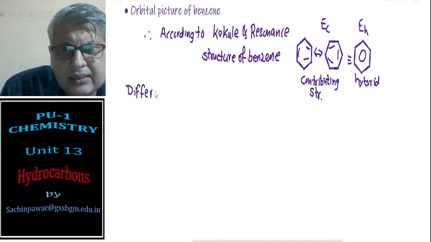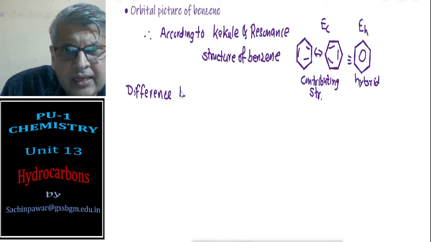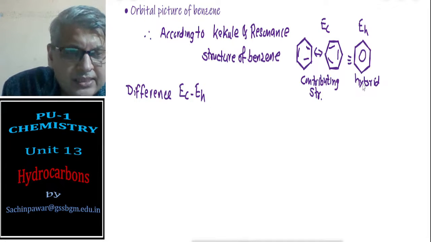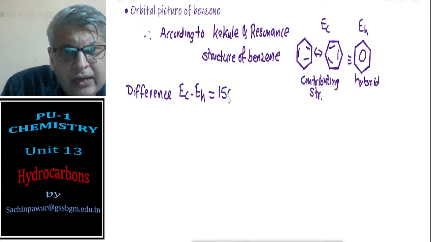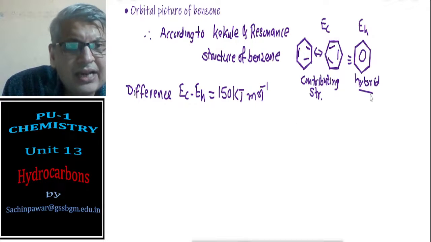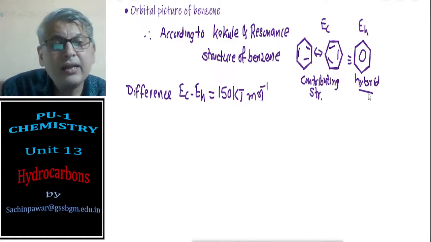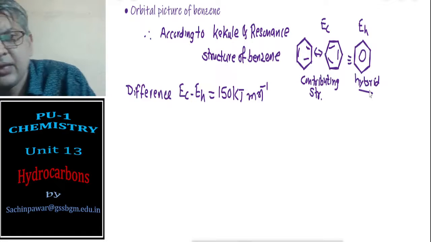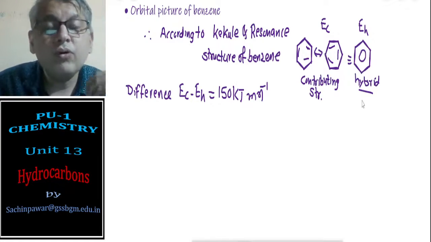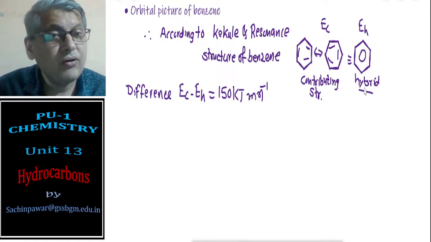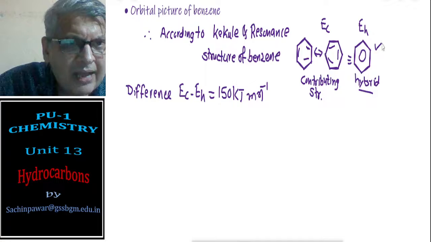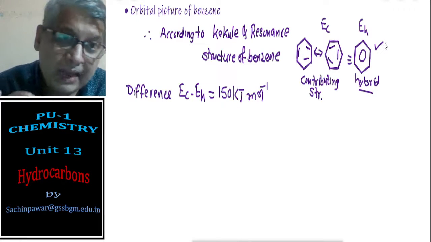that is EC minus EH, the difference in energy between the contributing structure and the hybrid structure. For benzene, it is 150 kilojoules per mole. So that indicates that the hybrid structure has 150 kilojoules less energy than the contributing structure. Therefore the hybrid structure is more stable than the contributing structure. So we often use the hybrid structure for writing benzene, which is the most appropriate structure.